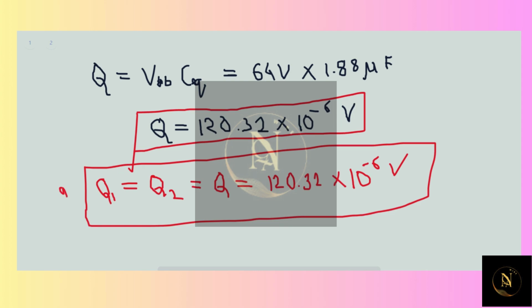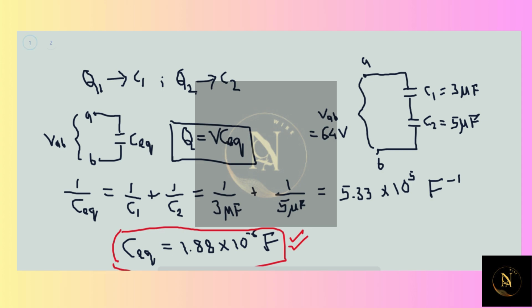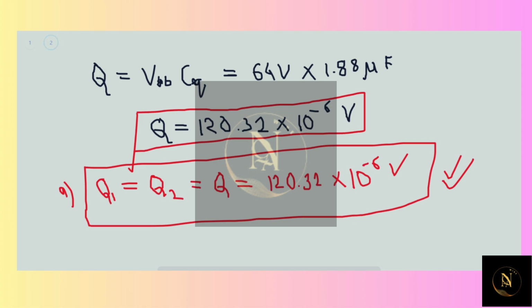This is part A. Having found the charge on each of the capacitors C1 and C2, the second part is asking us to find the potential difference across each capacitor. So for this combination of capacitors C1 and C2, we need to find the potential difference across C1 and the potential difference across C2.